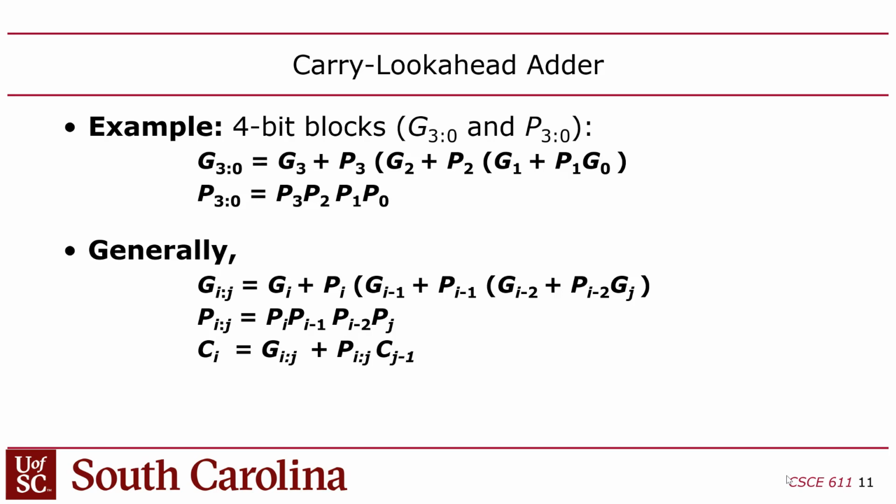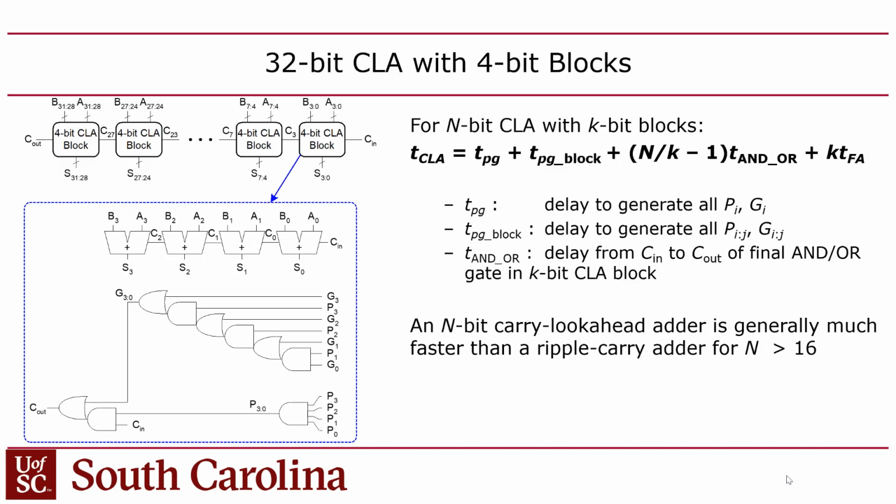Oh, and down there, G, I down to J, that's also 1 bit. Yes. So this is for bits 3 down to 0, and then this is in general where instead of 3 down to 0, they use I down to J, where I and J can be, for example, 3 down to 0, or 7 down to 4, or 11 down to 8, or 15 down to 12. Assuming you have 4-bit groups, 4-bit chunks.